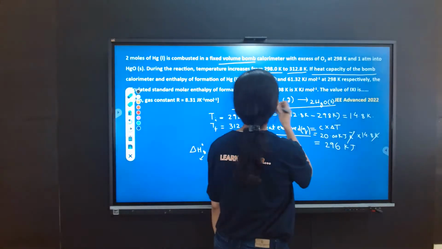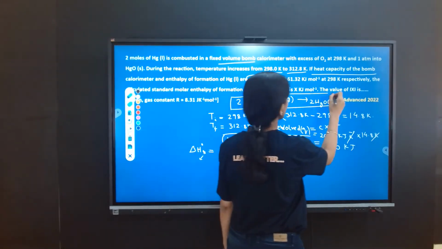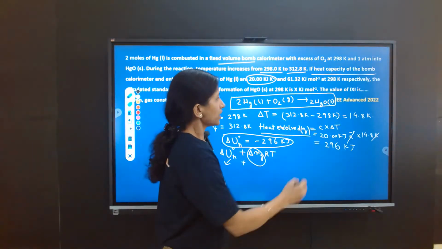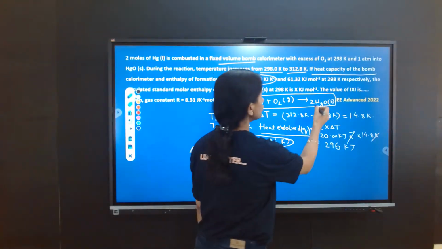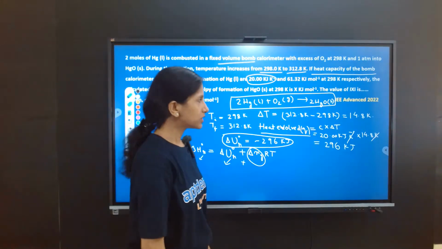So we have to calculate it from the equation. How can we do that? In the product side, we don't have any gaseous molecules, only 2 moles of solid HgO has been formed.